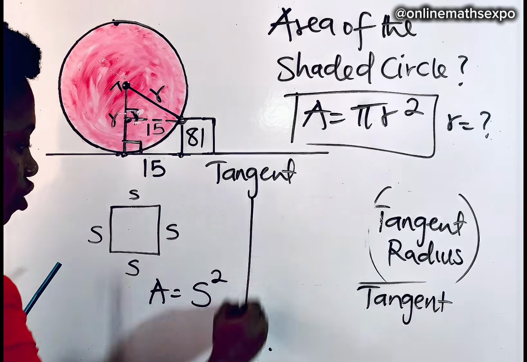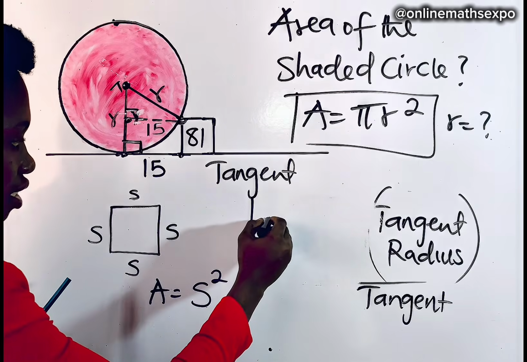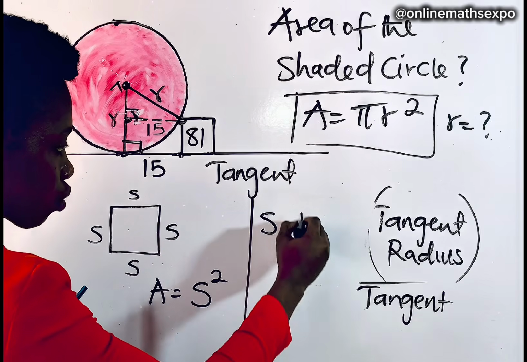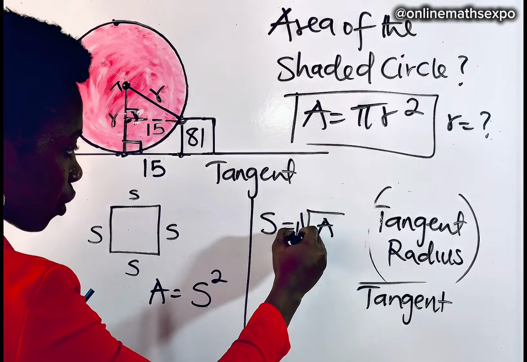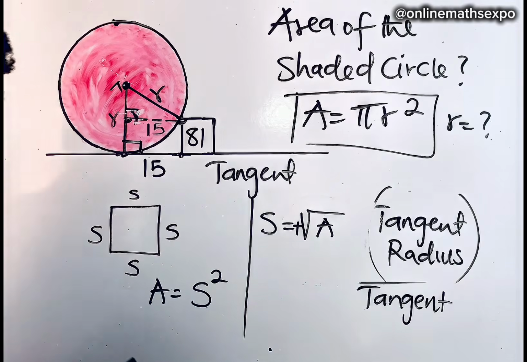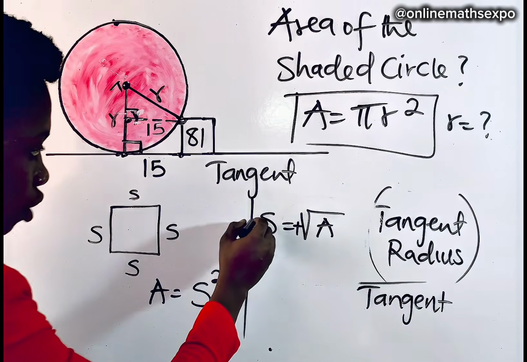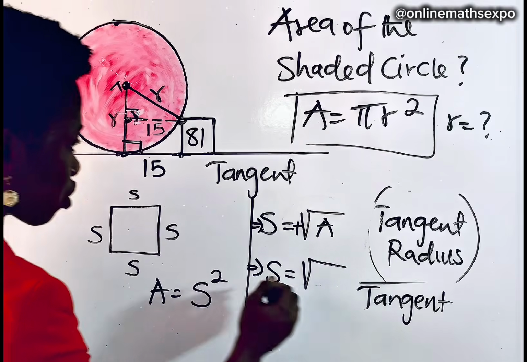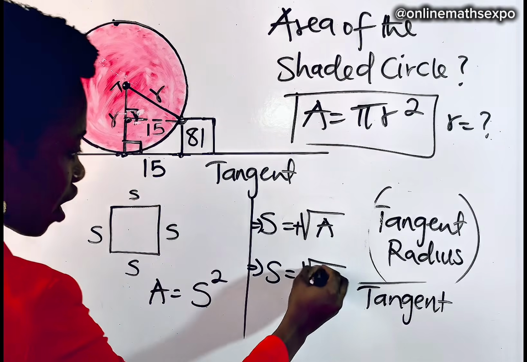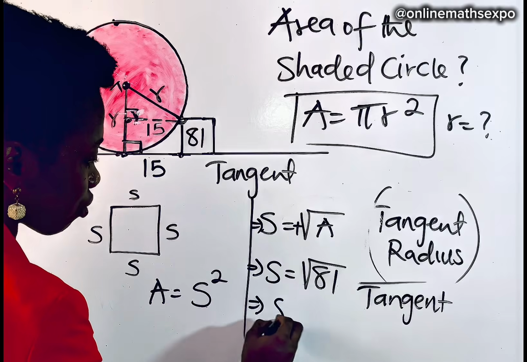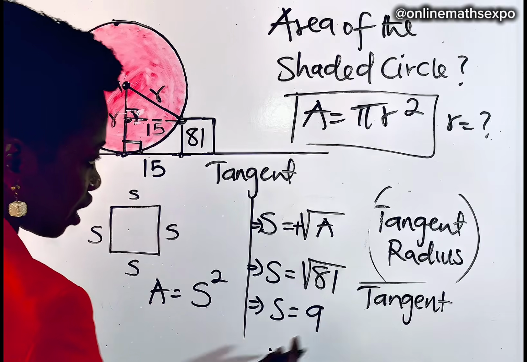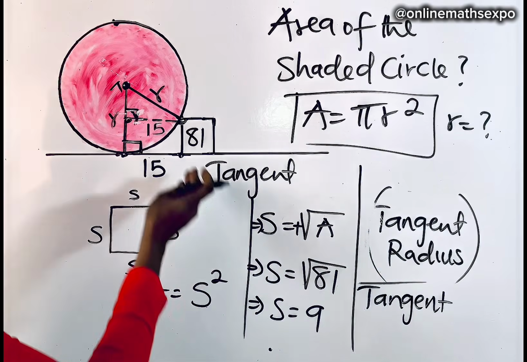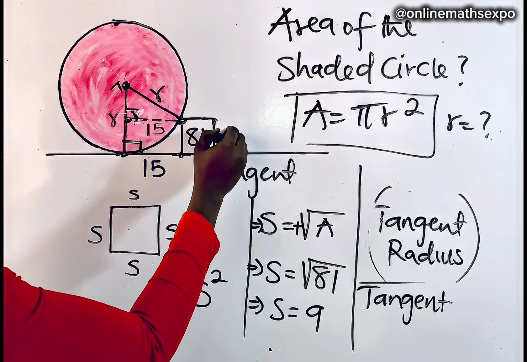So if I know the area, it means to get the side, the side will be the square root of my area. Just take the positive square root because we are working with the size of a shape. So the side of a square will now be the square root of, what's our area? Area is 81. And the square root of 81 gives us 9. So it means that the side of this square from here to here is 9 units.